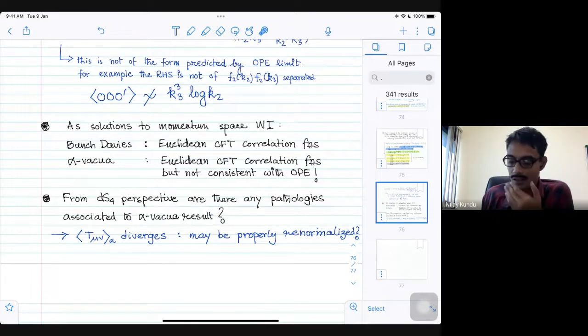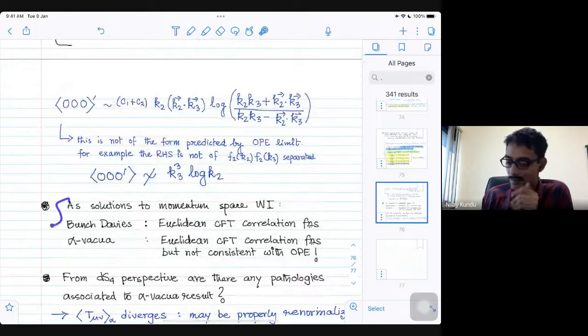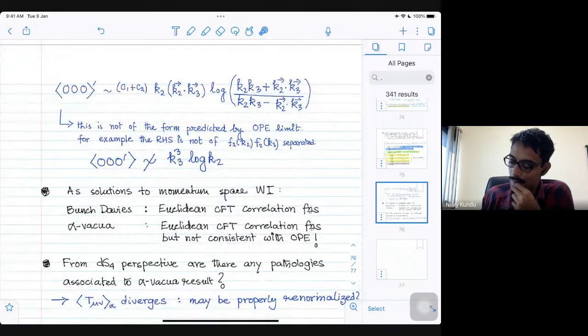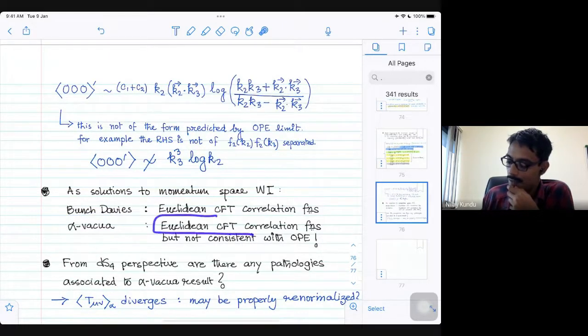So that will make this alpha vacua result not so pathological from the de Sitter perspective, but from the CFT perspective it looks much more dull, because to accommodate this alpha vacua, we should have some CFT without the operator product expansion consistency. But I don't know any CFT of that form.